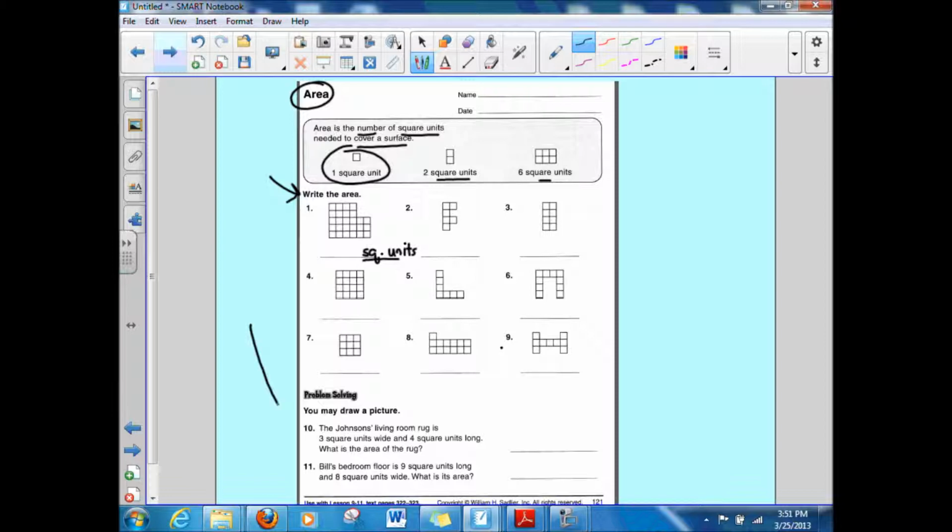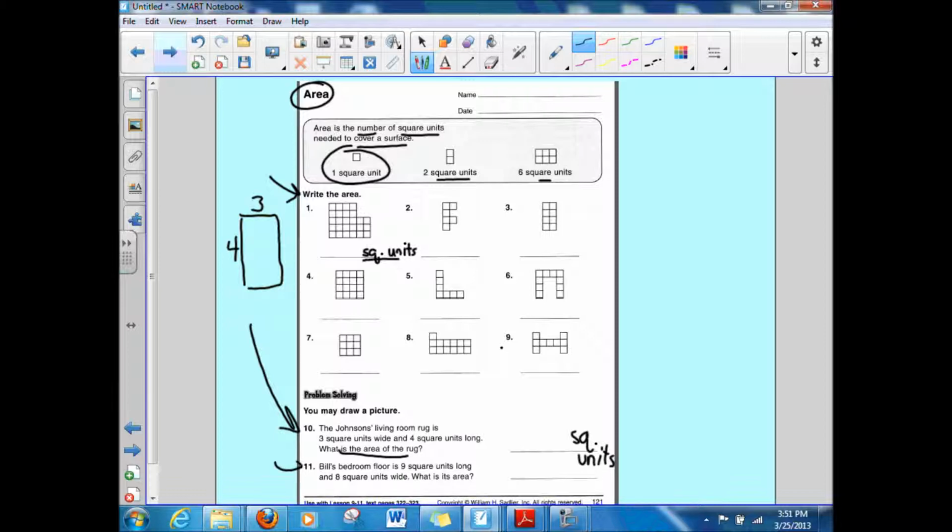Taking a look at the problem solving, number 10 says the Johnson's living room rug is 3 square units wide and 4 square units long. Well, if I were you, I would just draw a little picture here to give me kind of a clue about what they're talking about. 3 square units wide and 4 square units long. How long is the area, or what is the area of the rug? Don't forget, of course, to label square units. I'll write smaller than I did, and my marker here is kind of big.